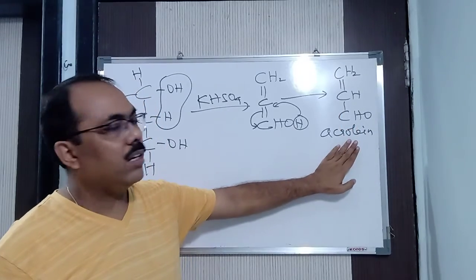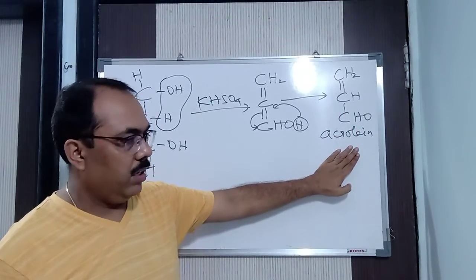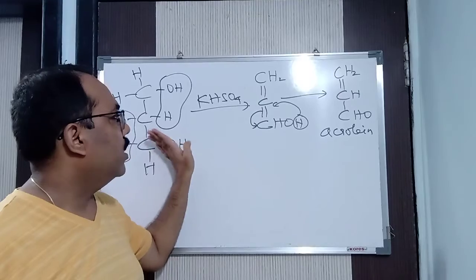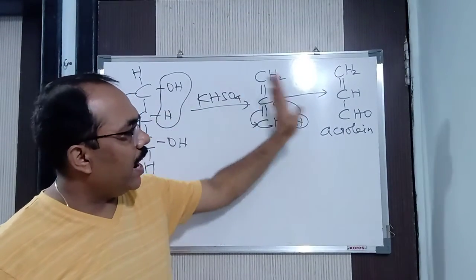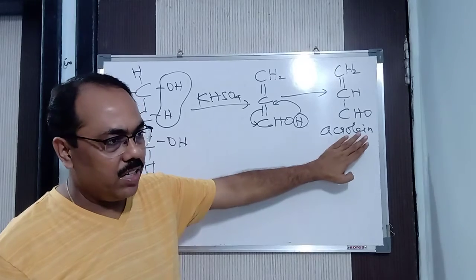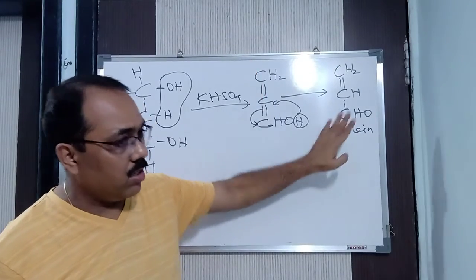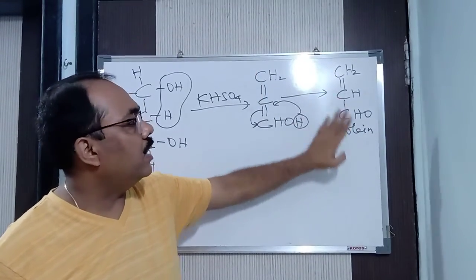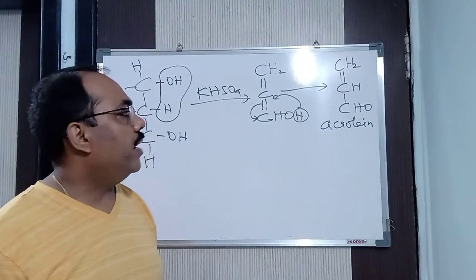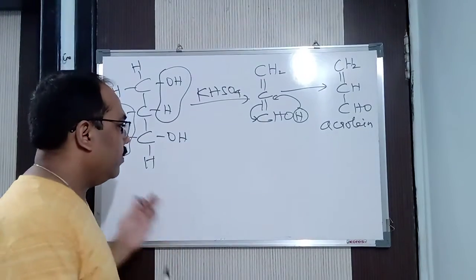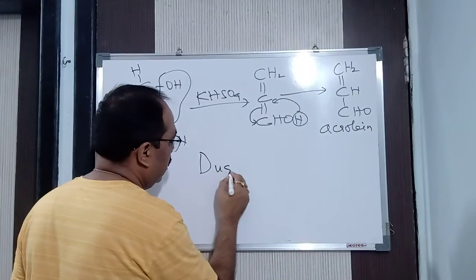So hence this particular formation of acrolein is a test for glycerol, because glycerol only gives this particular compound. Glycerol on dehydration only gives this compound. So this reaction is a test for glycerol, that is acrolein or acraldehyde. Clear? This reaction. Now next, we have another test, which is known as Dunstan's test.